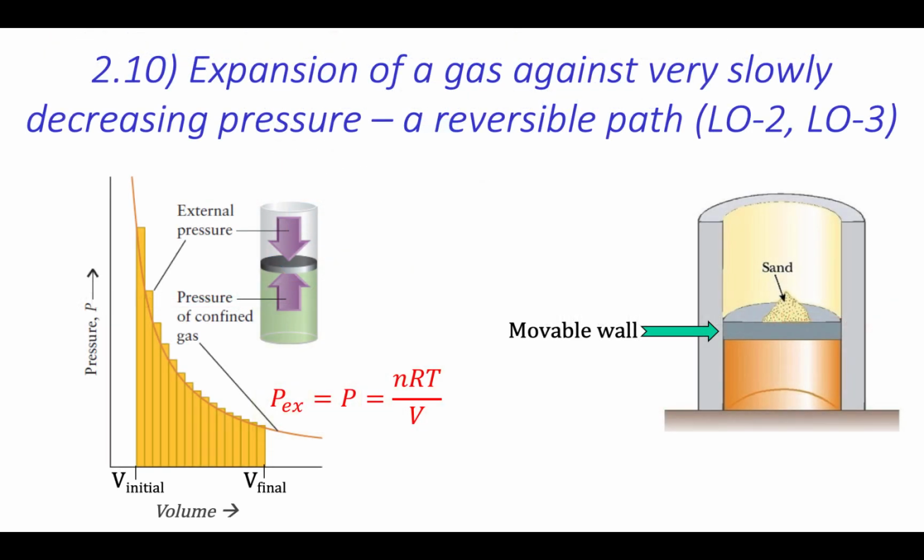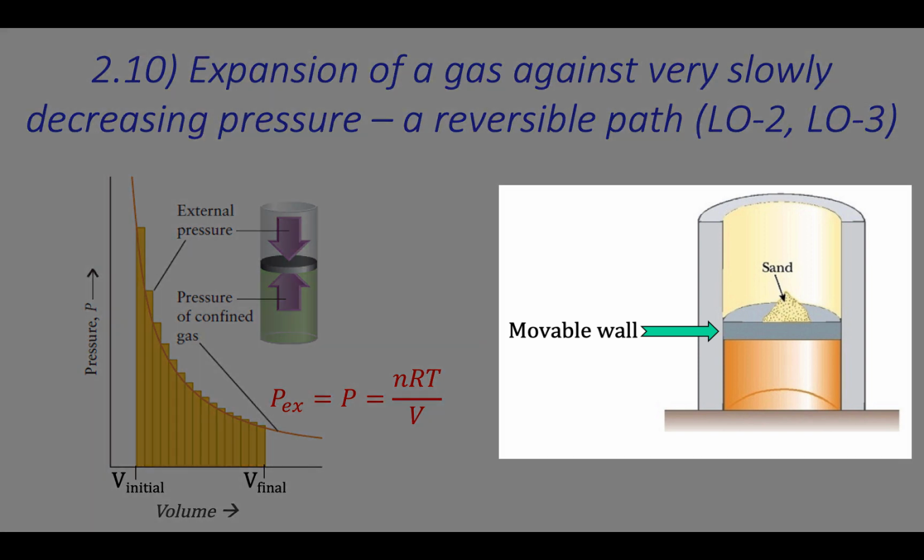This picture shows the setup for a nearly reversible expansion. The gas is once again initially confined in a cylinder with a movable wall. In this case, there is a pile of sand on the external surface of the wall. The force of gravity acting on this pile of sand creates an external pressure that just balances the internal pressure of the gas. And so, initially, the movable wall doesn't move.